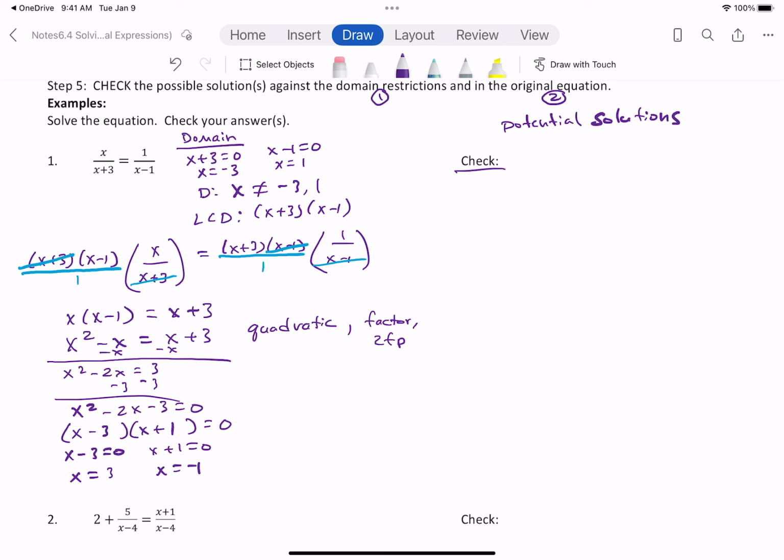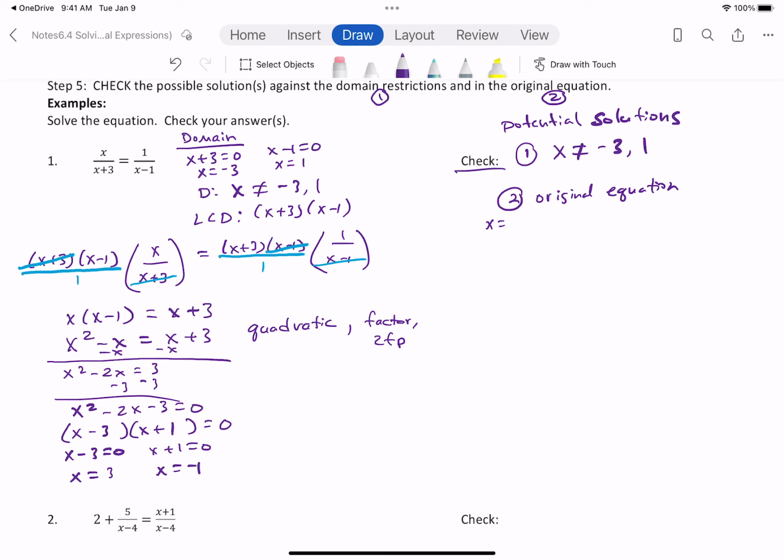So we have to check two things. First, we're going to check against the domain restrictions. And we found out that x cannot be negative 3 or 1. So pay close attention. We got x equals 3 and x equals negative 1. Well, those are the opposite of what we got for the domain restrictions. So we're actually okay as far as the domain. So if that's true, then we'll go to the next step to check in the original equation.